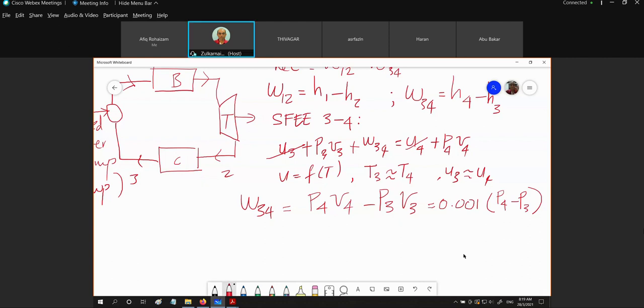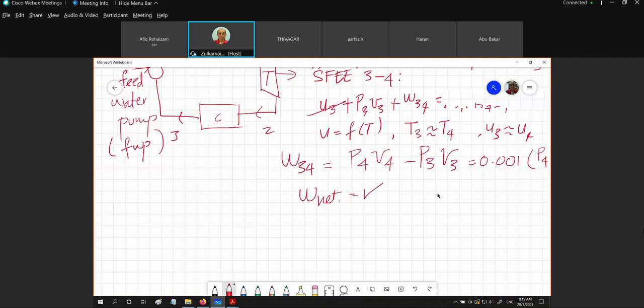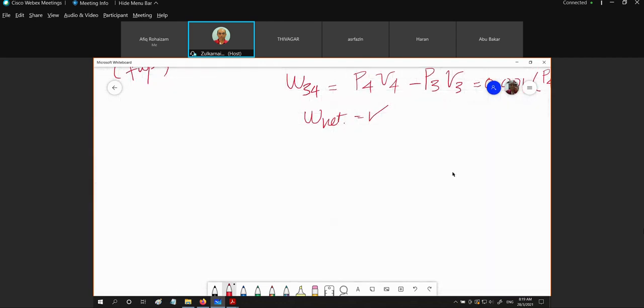Okay, so that is our W34. And then, if we look for thermal efficiency, from here we know W12, we know W34, so we could get our Wnet. And of course, for a steam power plant, the most important thing is to look at the performance or the efficiency. So what is the efficiency? The efficiency of this Rankine cycle is equivalent to the Wnet divided by Q in.